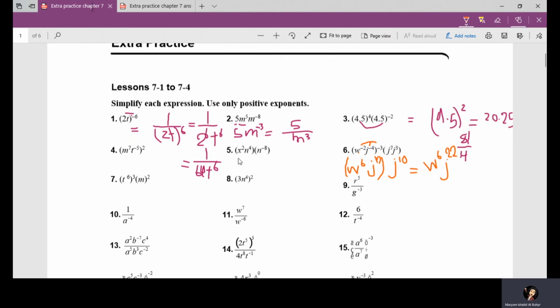Let's do this one also. If you notice that I have x, there is nothing to simplify with this x. There is no power. So x squared, then I have n and n, same base between the multiplication. Add the powers. 4 plus minus 8, it will be negative 4. I have to do one more step. So x to the power 2, it's positive power, so I'm fine with this. So that is x to the power 2 over, move this down, n to the power negative 4, I have to make the power positive so I can deal with it. So that will be n to the power 4.